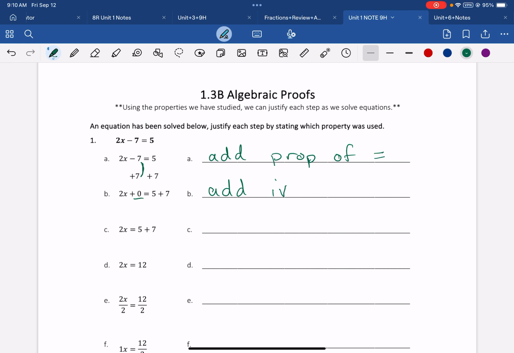Additive inverse. Yeah, when you do 7 minus 7 and it becomes a 0, that's called additive inverse. But when the 0 disappears, so 2x plus 0 just becomes 2x because the 0 is disappearing, that's additive identity. There we go. Additive inverse, additive identity.